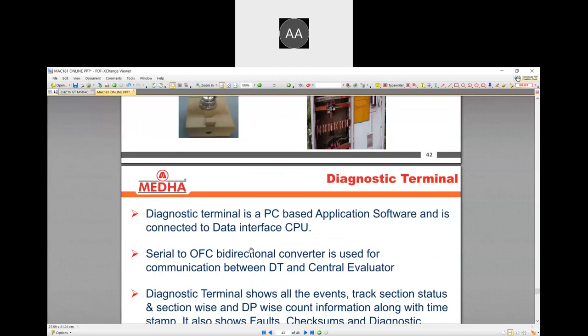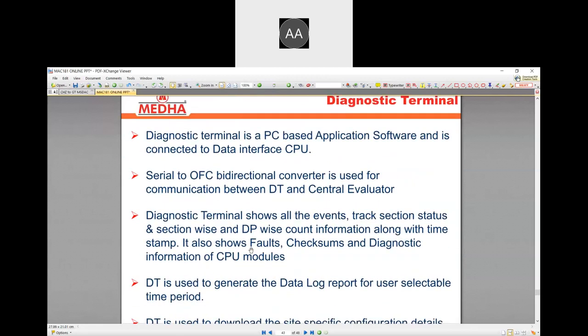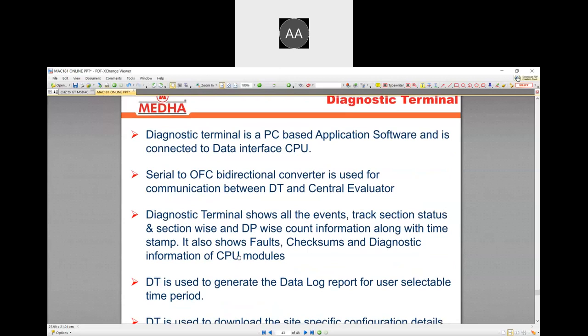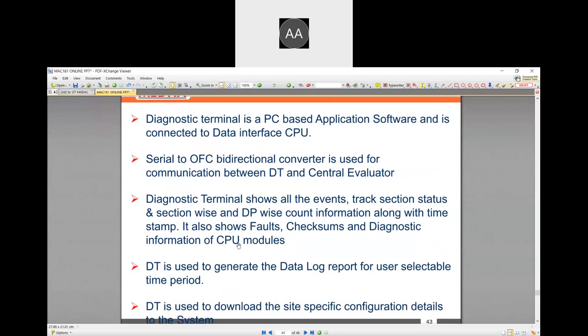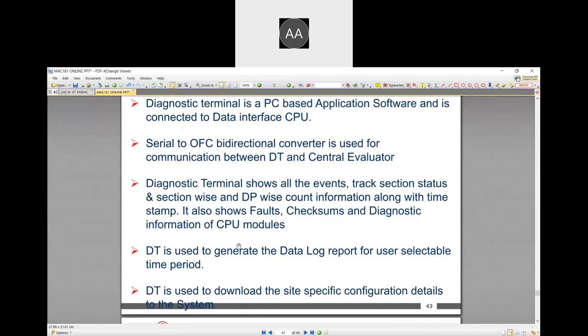Then, in order to deal with events, whether the track section is occupied, or section-wise information, and to get information about faults with respect to the system or communication, the DT or diagnostic terminal will be provided in the maintenance room so that failures and all can be checked. The DT is a PC-based application which will store the data, and the same can be downloaded for further troubleshooting or analysis.